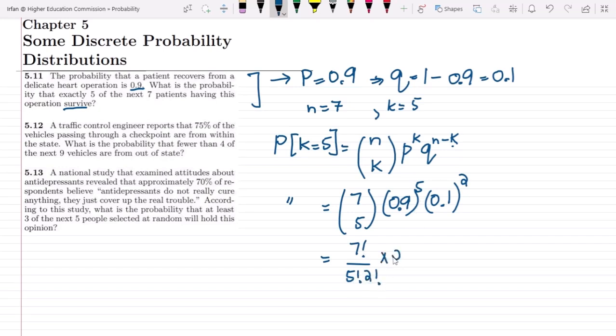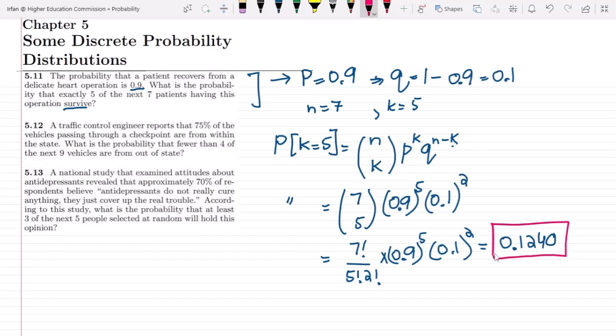Similarly, 0.9^5 and 0.1 squared. Then ultimately calculating it, the answer here will be 0.1240, and that is basically the solution of question 5.11. So this is the solution of question 5.11, and we have done it.